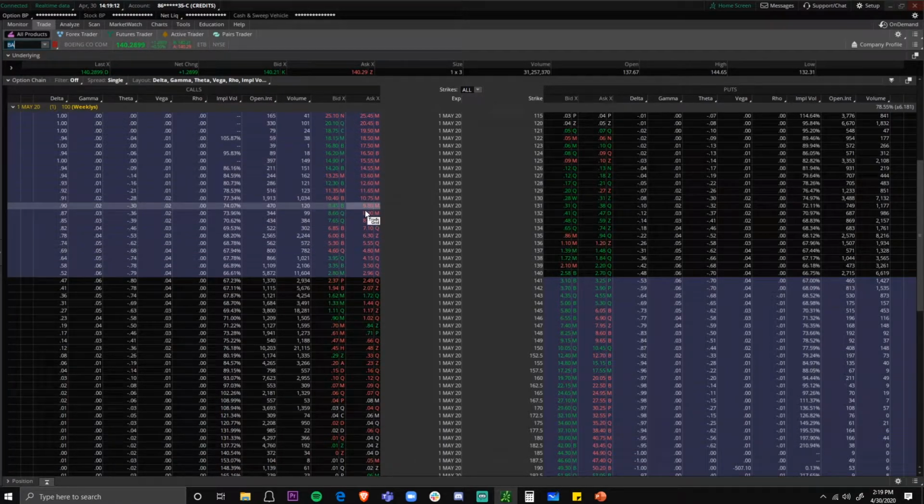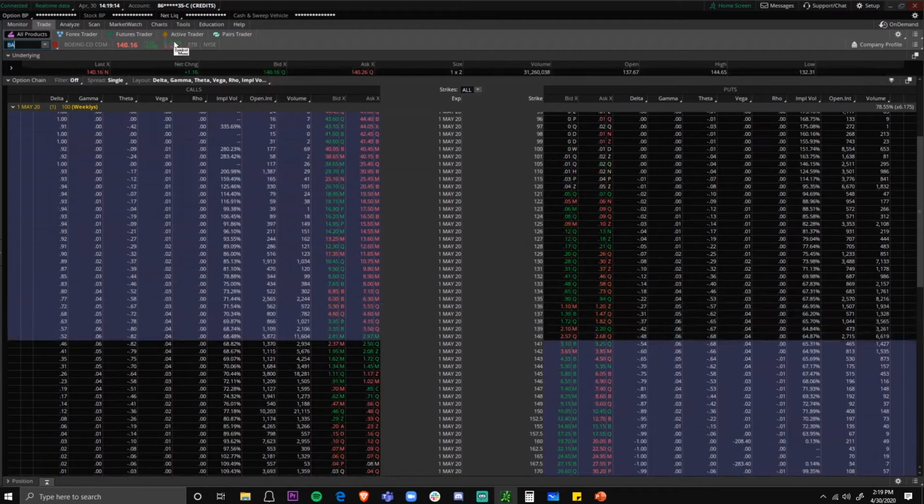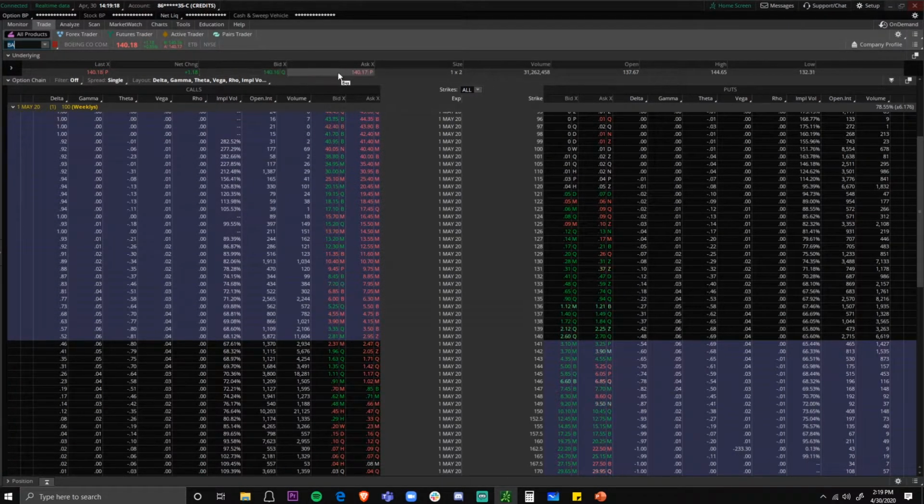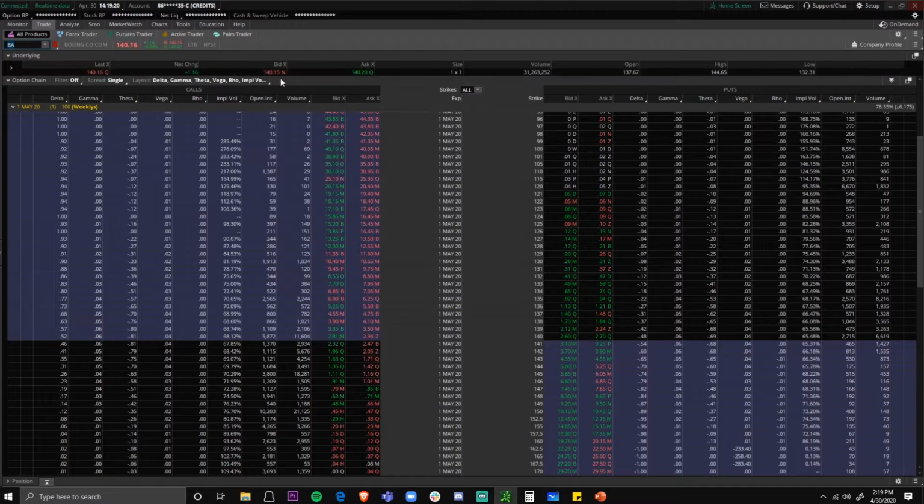These are the bid and ask prices of these options, similar to a bid and ask for the stock prices. Up here, you have bid and then ask. These are sell and buy prices.